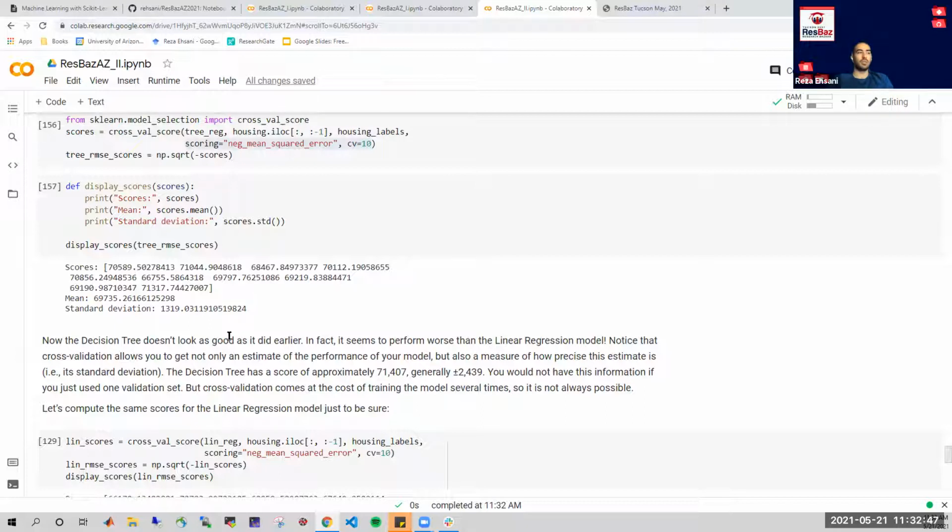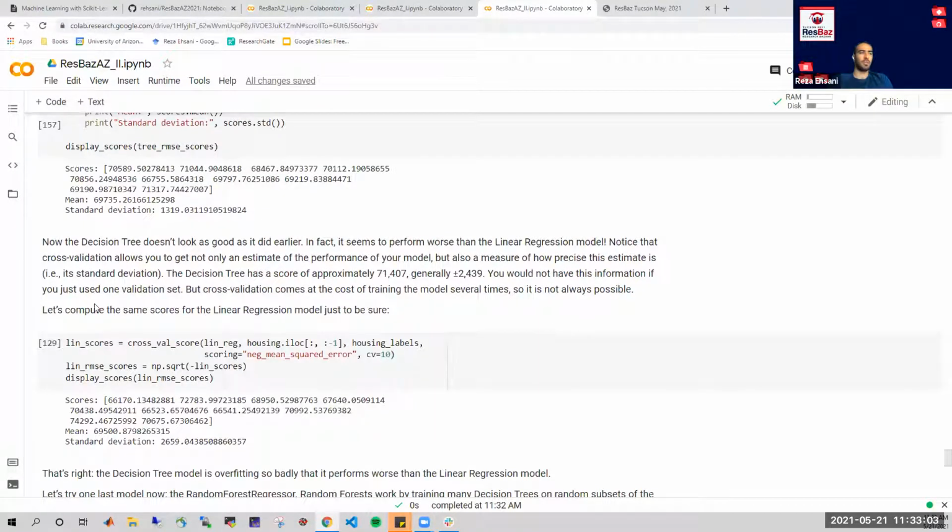And notice that cross-validation allows us to get not only an estimate of the performance of your model, but also a measure of how precise the estimate is. The decision tree has a score of approximately 69,000, and you would not have this information if you just used one validation set. But cross-validation comes at the cost of training the model several times, which is costly and needs a lot of time and also computational resources.